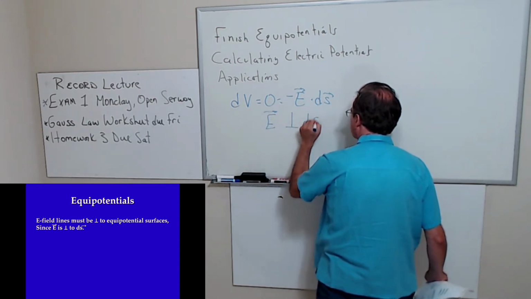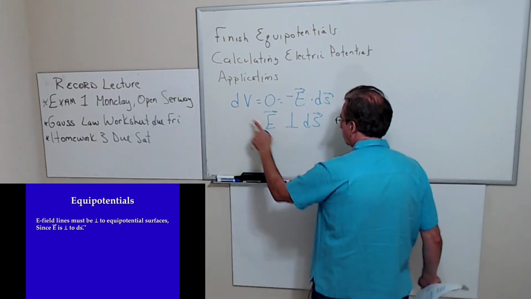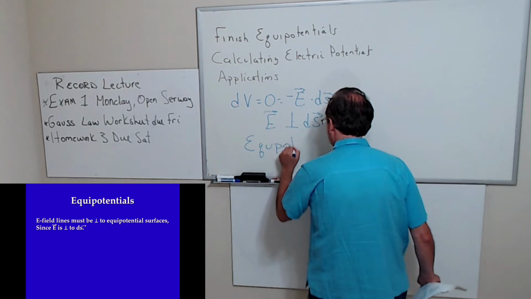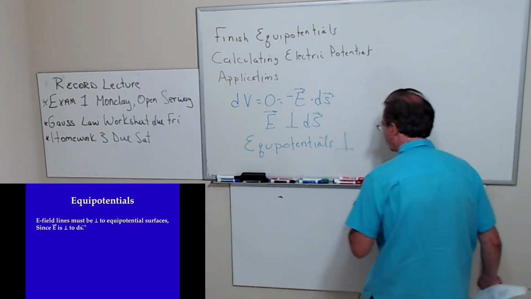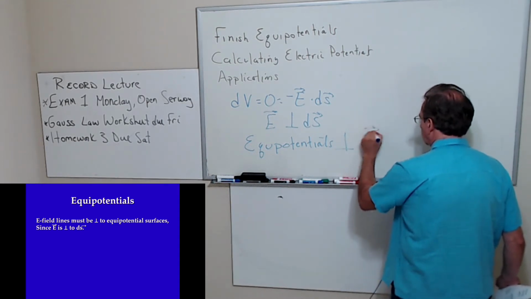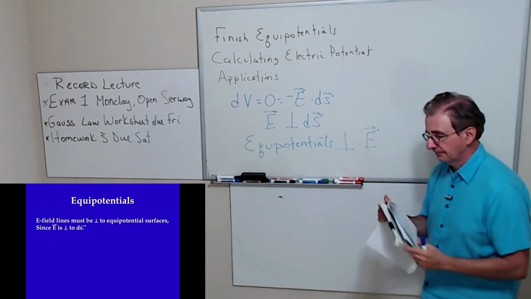E is perpendicular to ds, and so basically then the equipotentials are perpendicular to the electric field. Okay. All right.